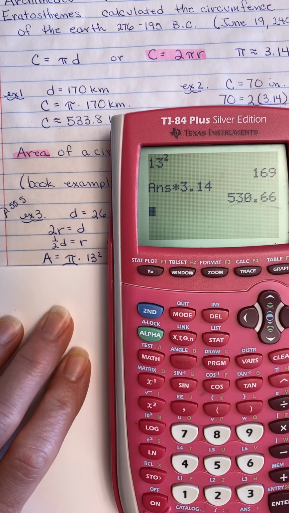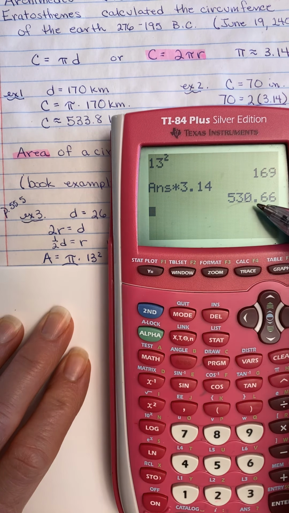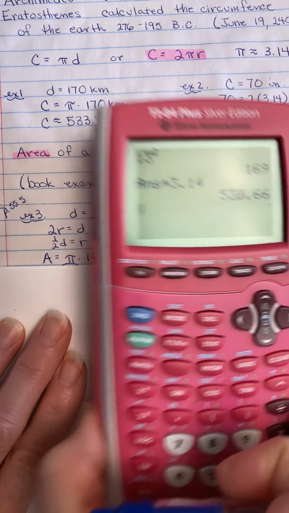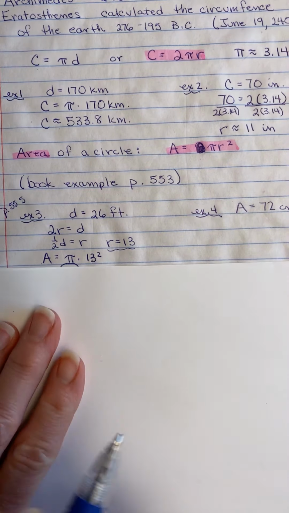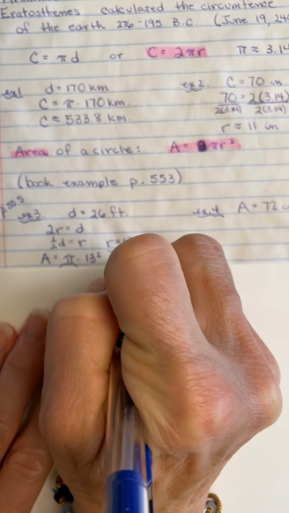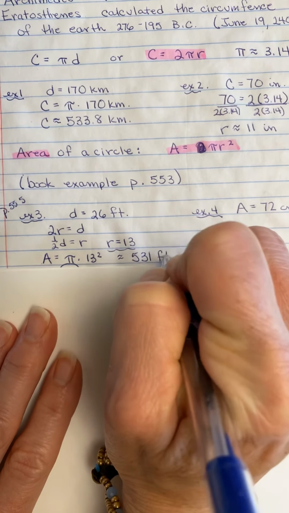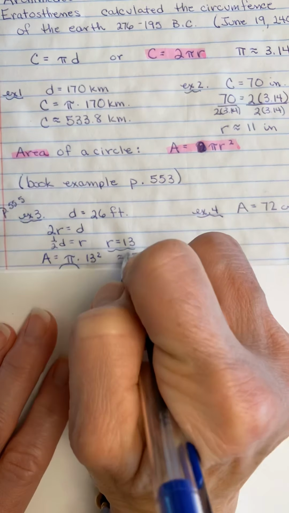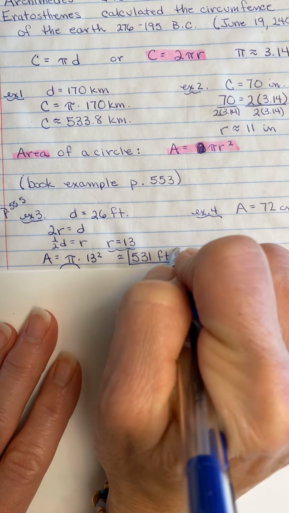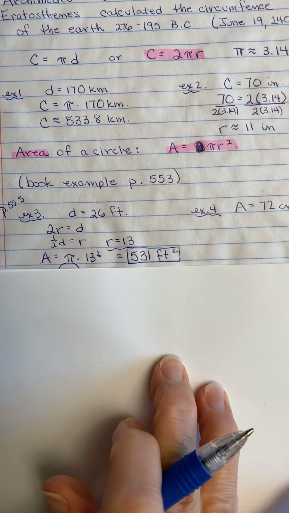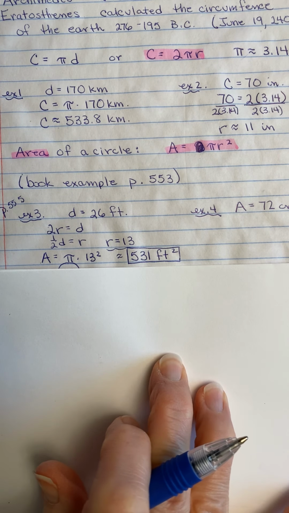We want this to the nearest square foot. This would round off to 531 square feet. So this is approximately equal to 531. And the way you can write square feet is like that, feet with a small square. Alrighty.